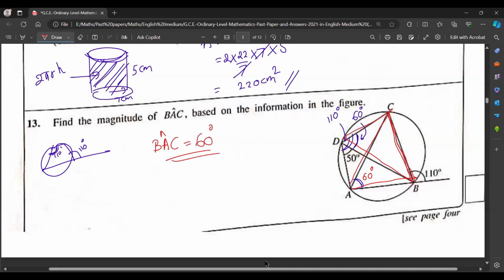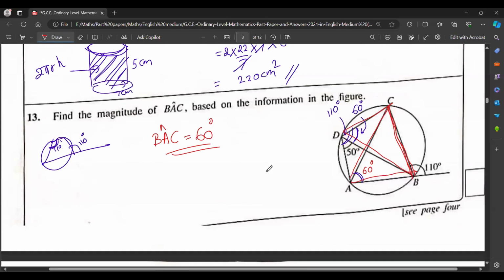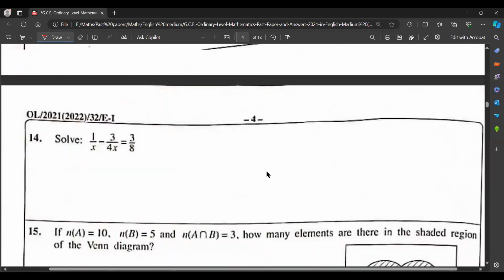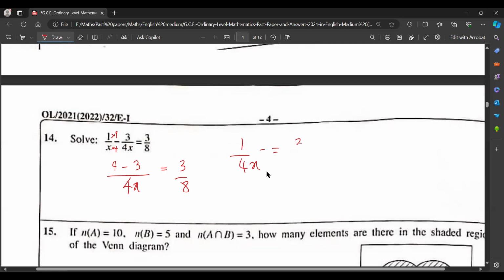Okay, BAC is 60 degrees. Here, I mentioned previously a question like this. First of all, you have to take the common denominator for x. This one should be multiplied by 4. 1 into 4, 4 minus 3 into 8, 3 over 8. So here, 1 over 4x equals 3 over 8. Now cross multiplication. 8 into 1 is equal to 4x into 3. 8 into 1, 8. 4x into 3, 12x.